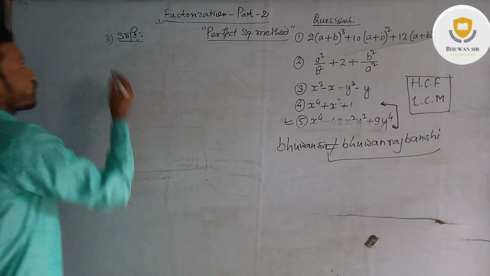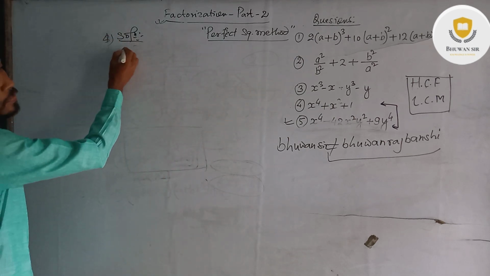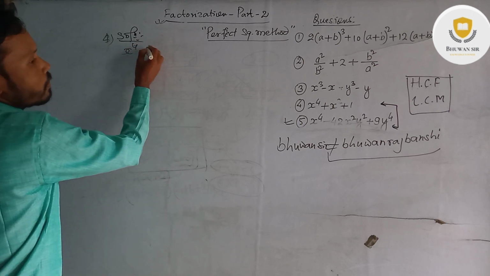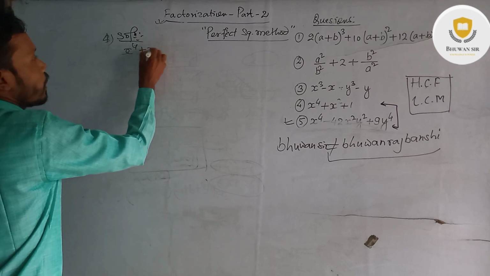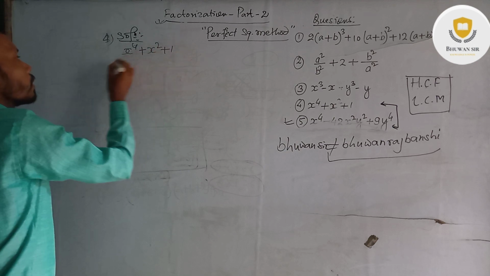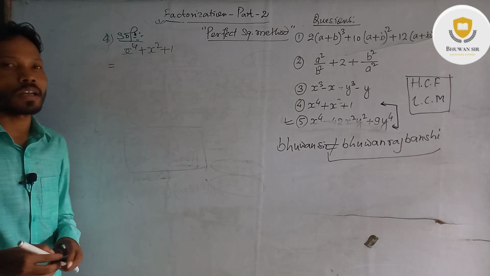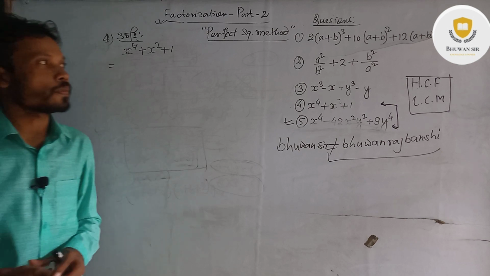Okay, let's solve question number 4 here. X to the power 4 plus x square plus 1. Now x to the power 4 plus x square plus 1, this question we can solve.